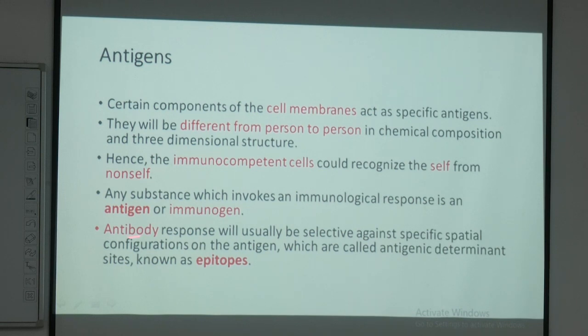So antigen. Any substance that invokes or induces the production of antibody or specialized cells, those are antigens. And the special part of the antigen which interacts with the antibody is called epitope.